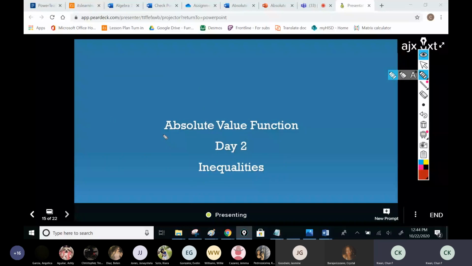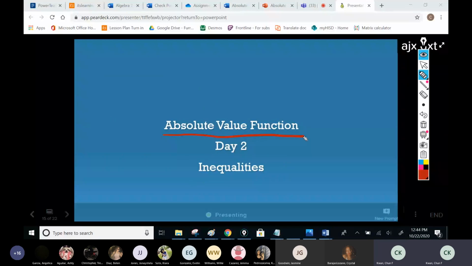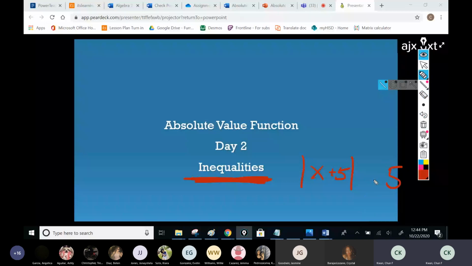All right, so we are still talking about absolute value functions, but this time around, we are also putting in inequalities. That means instead of an equal sign, we are going to have inequality signs, like for example, less than. And we're going to find out what x is. Just like before, because of the absolute value, you are looking for two answers.